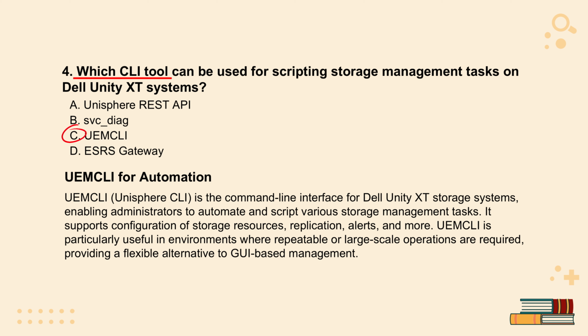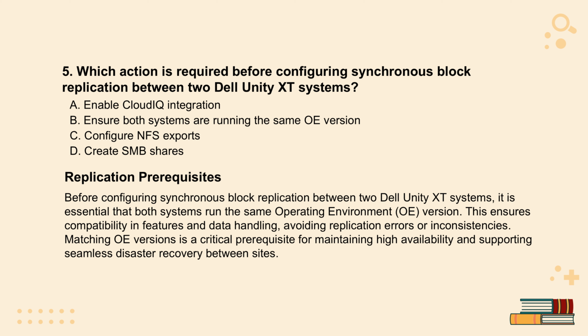Oh, it is. Okay, so before you can even think about replicating data from one storage system to another, there are some fundamental prerequisites that need to be in place. Absolutely. So question 5 asks, which action is required before configuring synchronous block replication between two Dell Unity XT systems? The options are enabling CloudIQ integration, ensuring both systems are running the same OE version, that's operating environment version, configuring NFS exports, or creating SMB shares. The correct answer is B. Ensure both systems are running the same OE version.